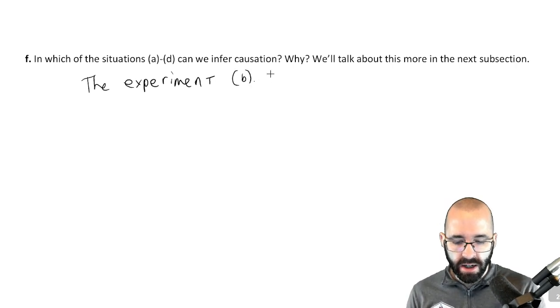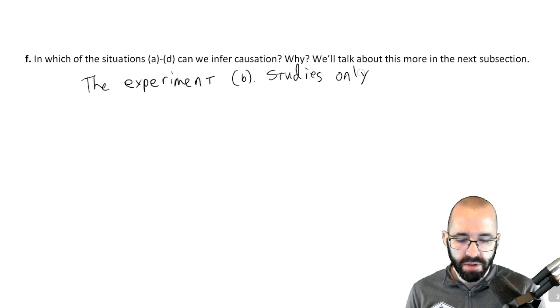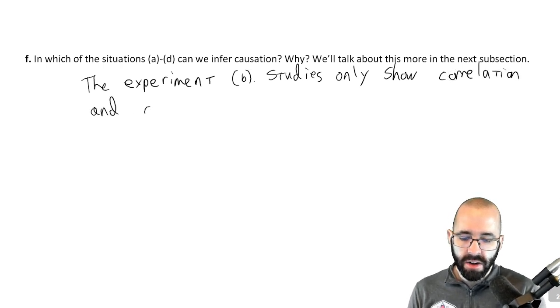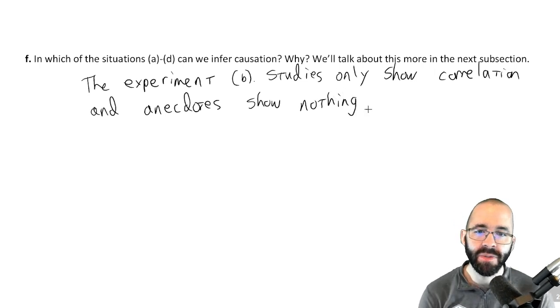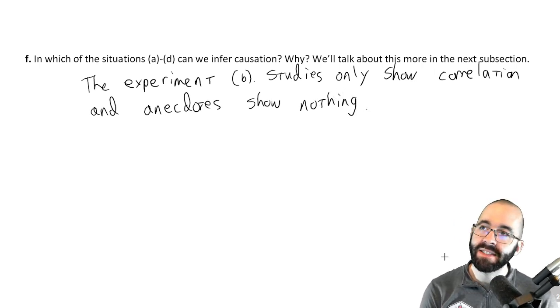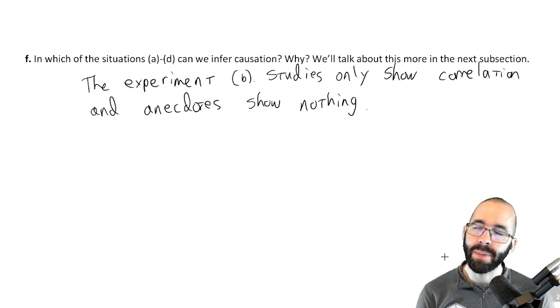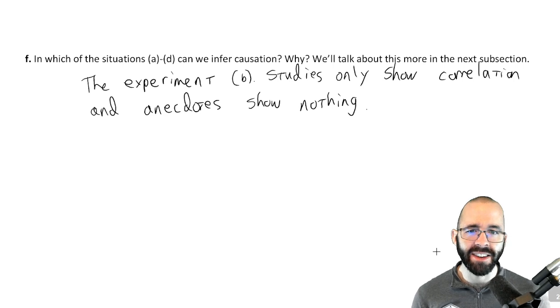Studies only show correlation. And anecdotes show nothing. Basically, nothing of scientific value, usually. Unless there's like something where it's a counterexample where you say nobody will ever do this. But basically, anecdotes show nothing. Talk more about experiments in the next video.